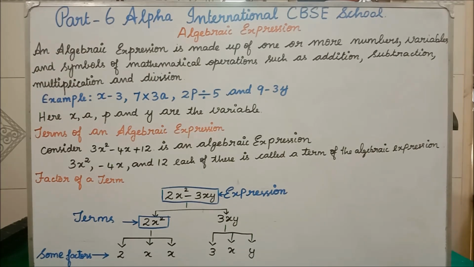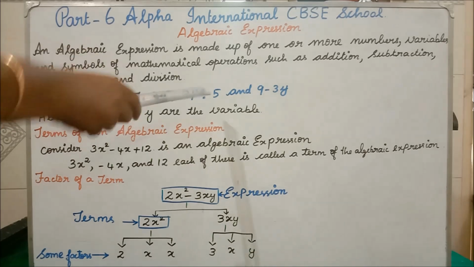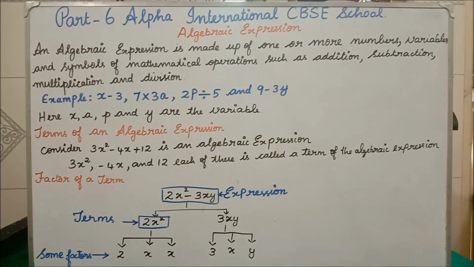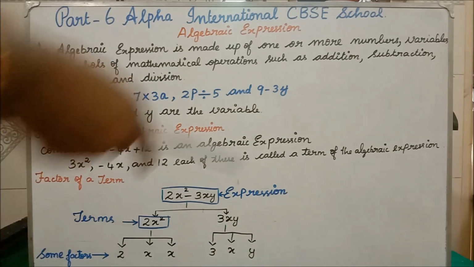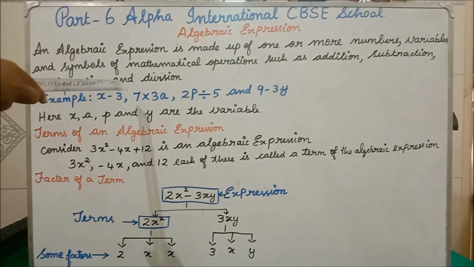Symbols of mathematical operations mean what? How many operations do we have in mathematics? We have 4 operations. What are the 4 operations? Addition, subtraction, multiplication, division. Such as addition, subtraction, multiplication and division. Based on this together we will express what? Algebraic expression. Clear all of you? What do you mean by algebraic expression?